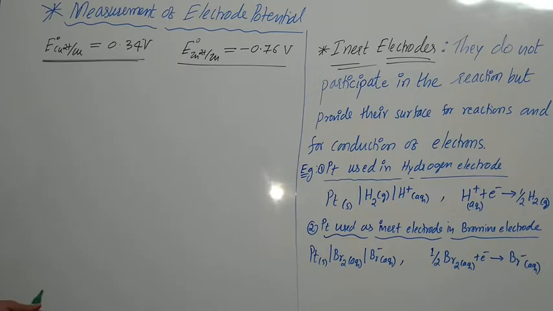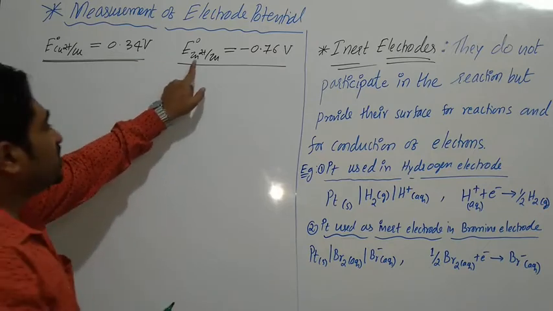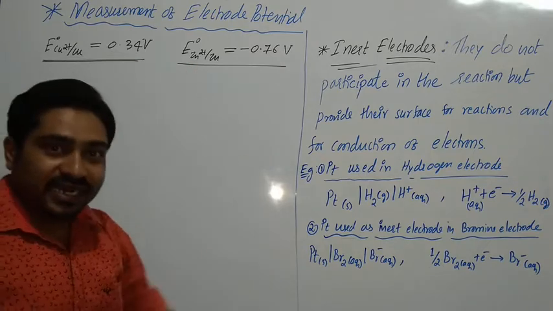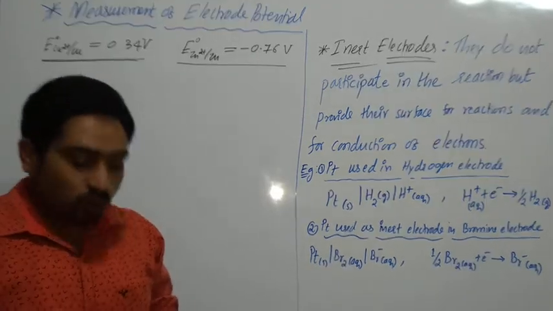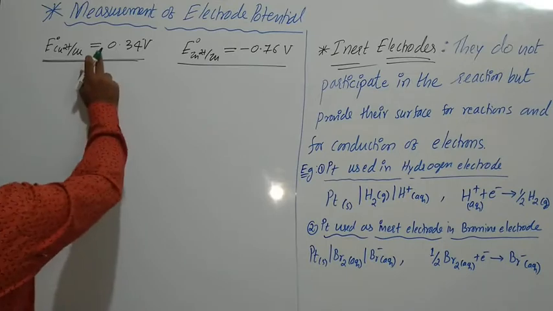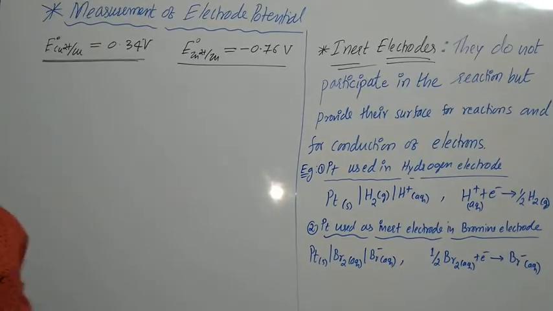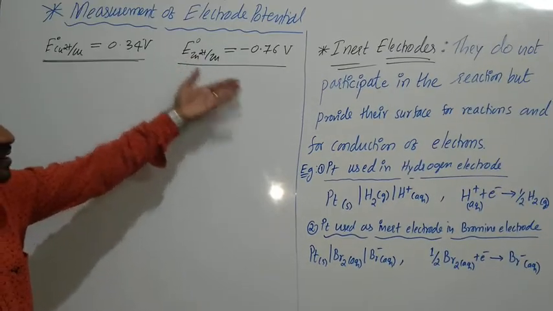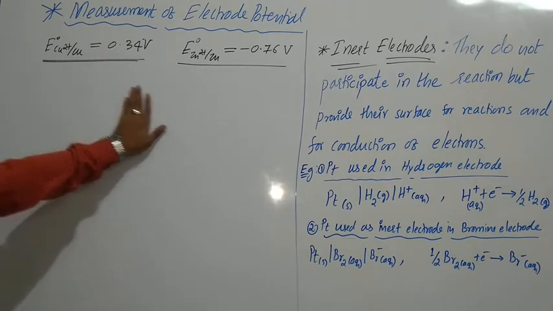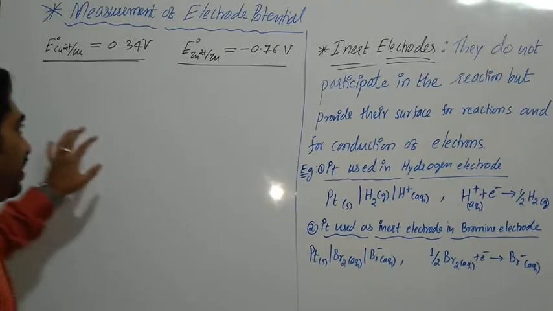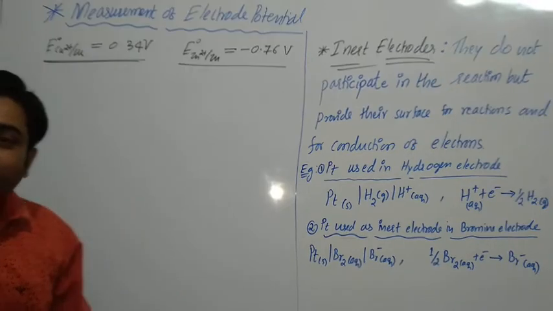The standard electrode potential of the copper electrode is 0.34 volt and the standard reduction potential of the zinc electrode is minus 0.76 volt. So what does this positive sign indicate and what does this negative sign indicate? Why is the copper electrode positive and why does the zinc electrode have a negative potential? We can explain the positive and negative values of electrode potentials with respect to the hydrogen electrode.